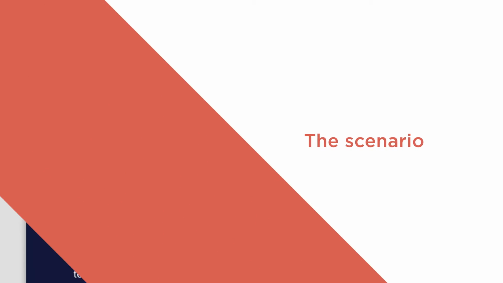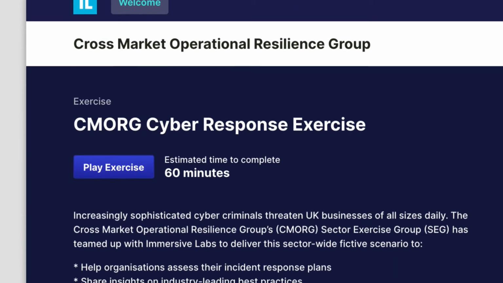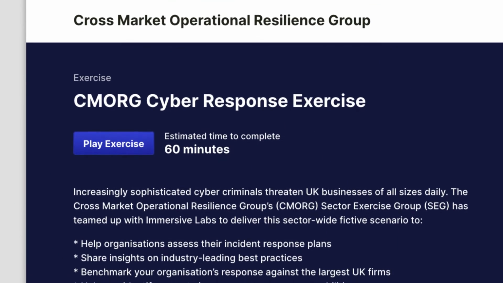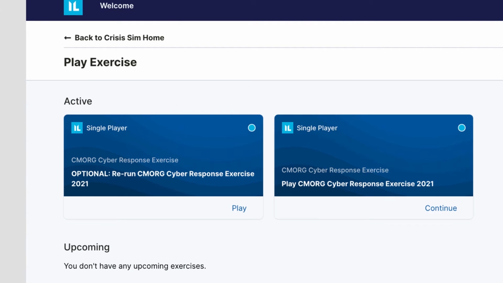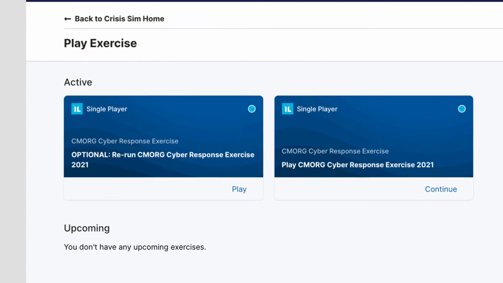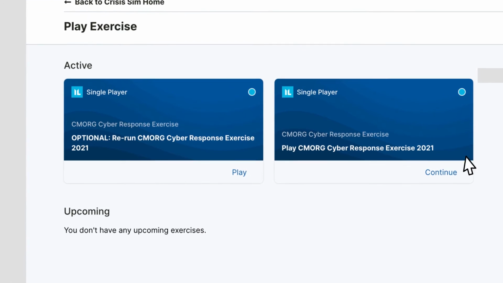The exercise is relatively high level and structured as a short series of prioritization questions. It could be played through in as little as 15 minutes. However, its value to your organisation will come from you taking the time to discuss and debate your decisions.